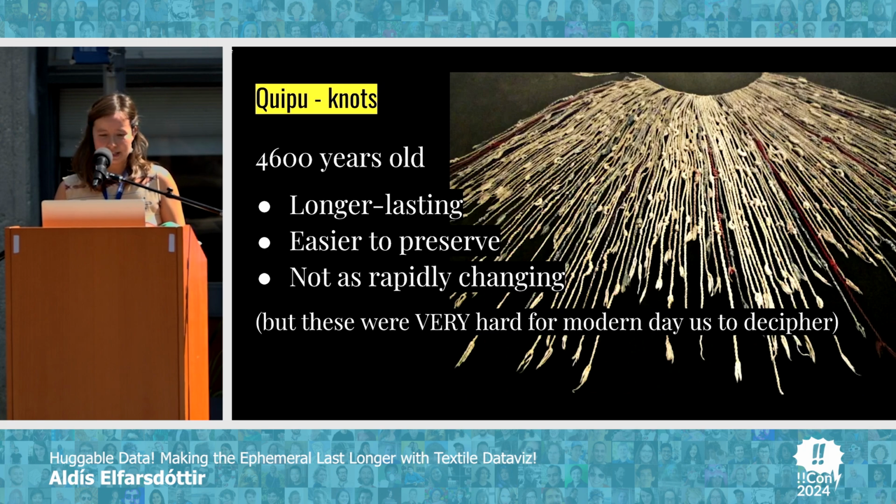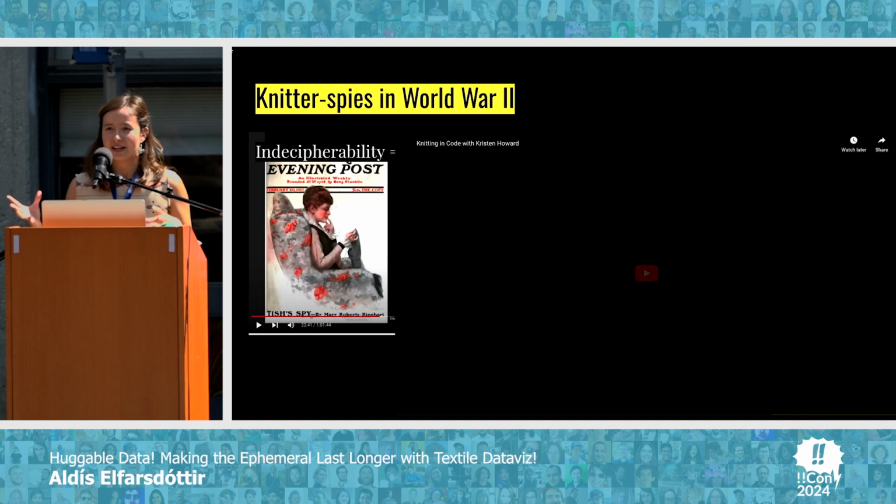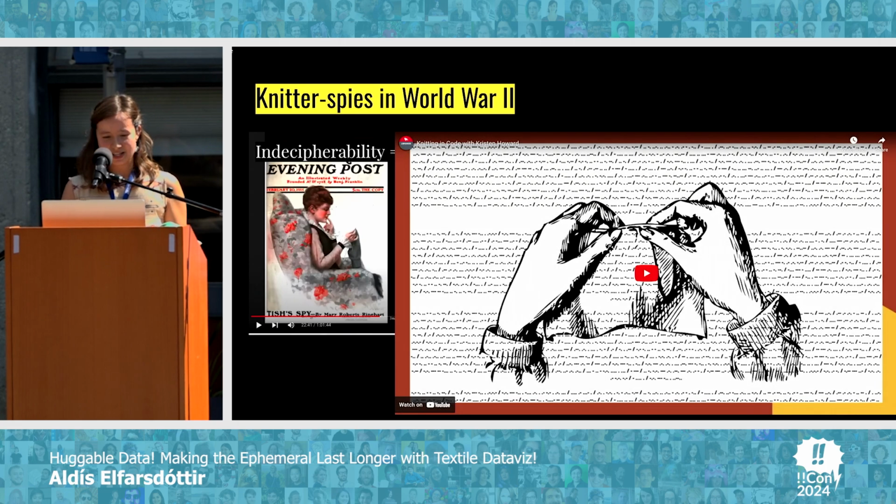And in more recent history, there were even ways of using textile data visualization in World War II as espionage. So knitters would encode information about battle updates and send them in the form of sweaters to prisoners of war. And the way they did this was that in the yarn pieces, there'd be different knots, and they would associate each different type of knot with a letter of the alphabet.